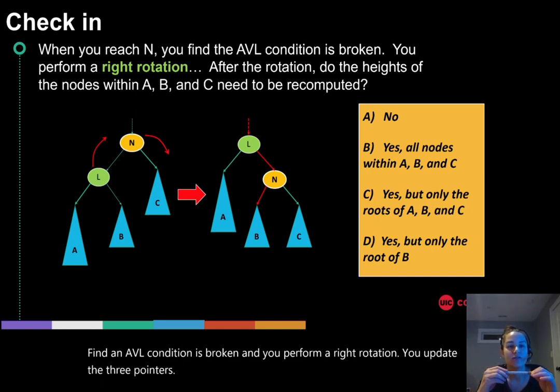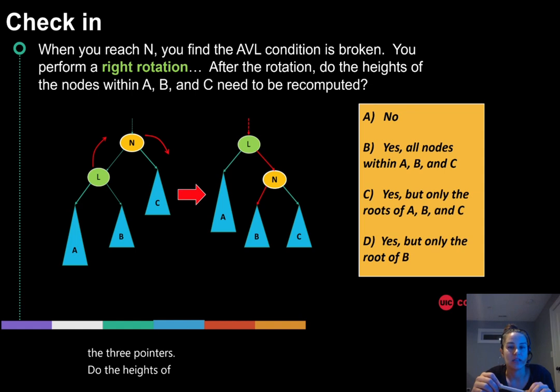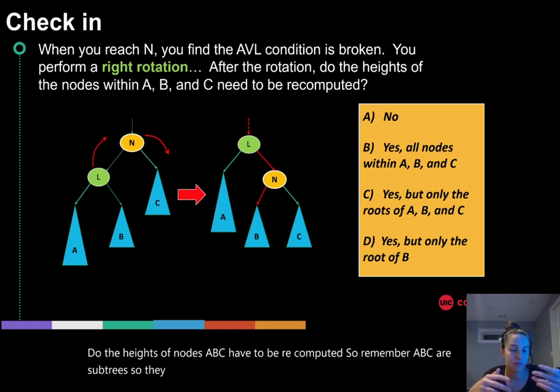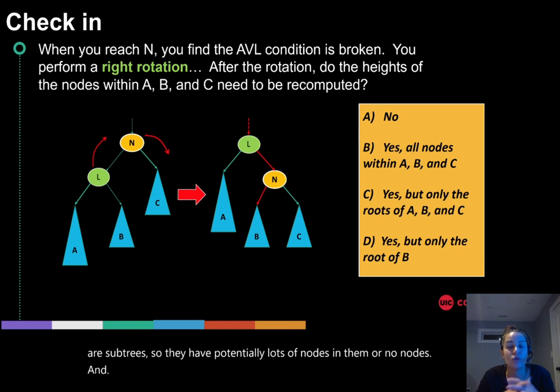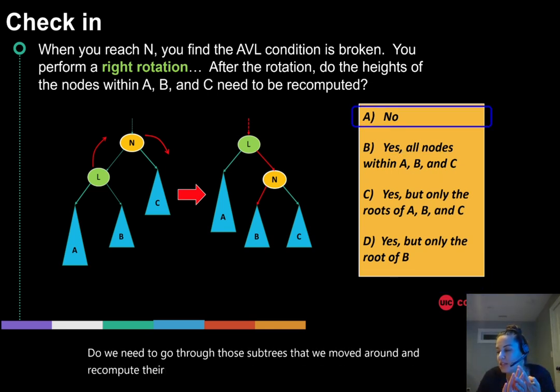Do the heights of nodes A, B, and C have to be recomputed? So remember, A, B, and C are subtrees, so they have potentially lots of nodes in them, or no nodes. Do we need to go through those subtrees that we moved around and recompute their heights? Well, the answer is no. They actually don't change at all.